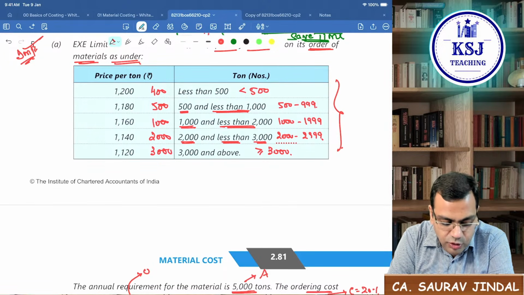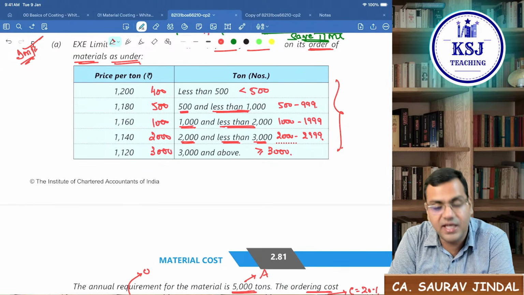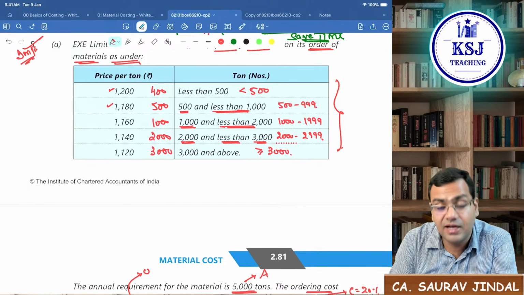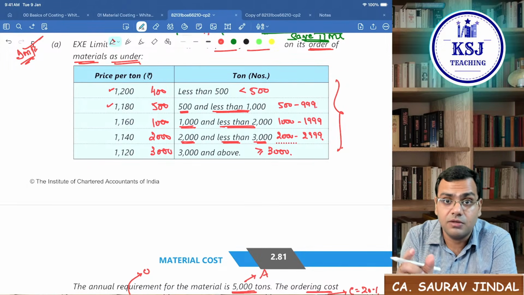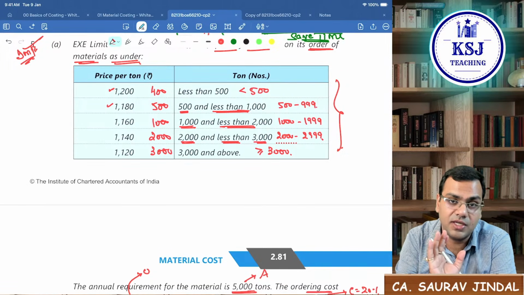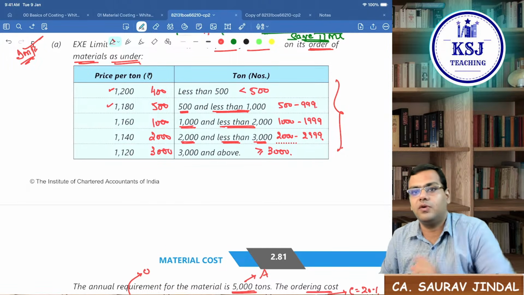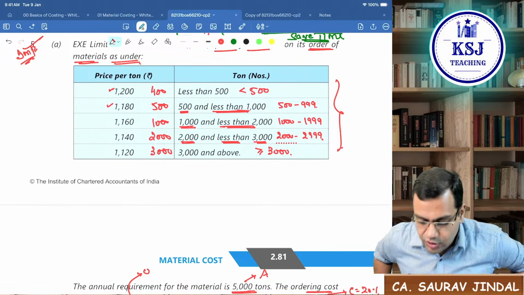Now, in this question, one thing that you have to be very, very careful with. If the quantity ordered is 500, the price will be whether 1200 or 1180. What is the range? Be very careful with the range that is given. This is where you have to be very, very careful. What is the range that they are giving to you?